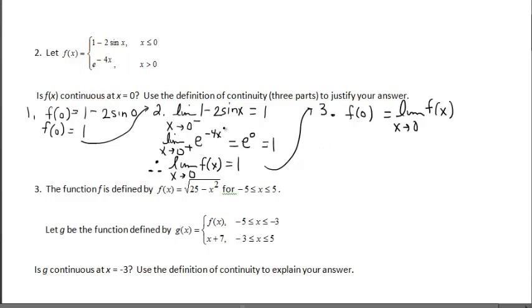All right, and to wrap it up, because the question is whether the function is continuous, I'm going to put another stack of 3 dots, therefore, and just respond to the question. F of x is continuous at x equals 0.